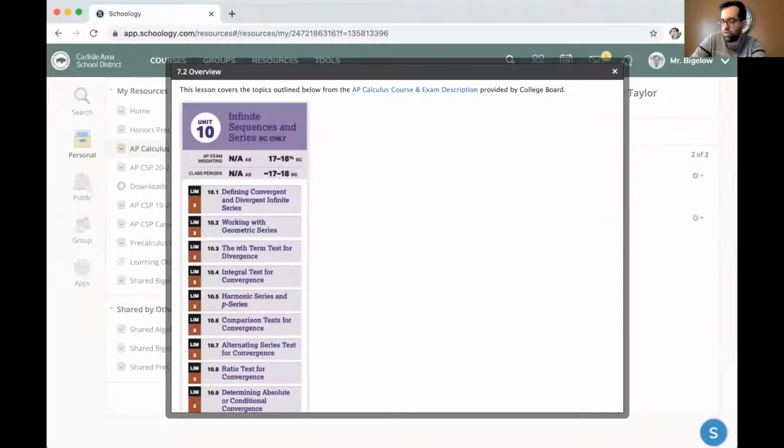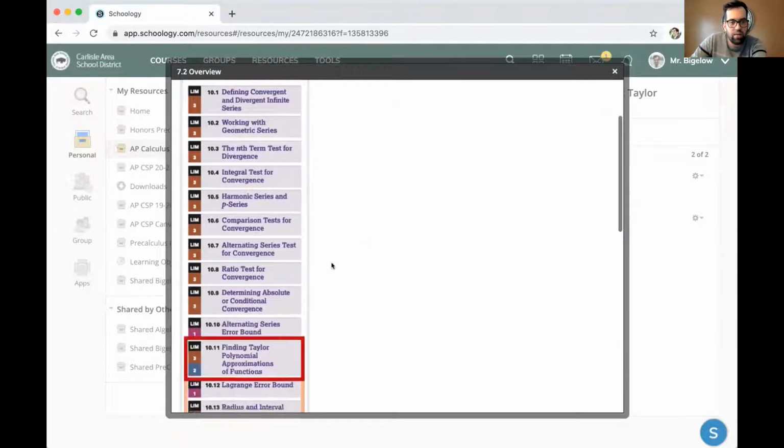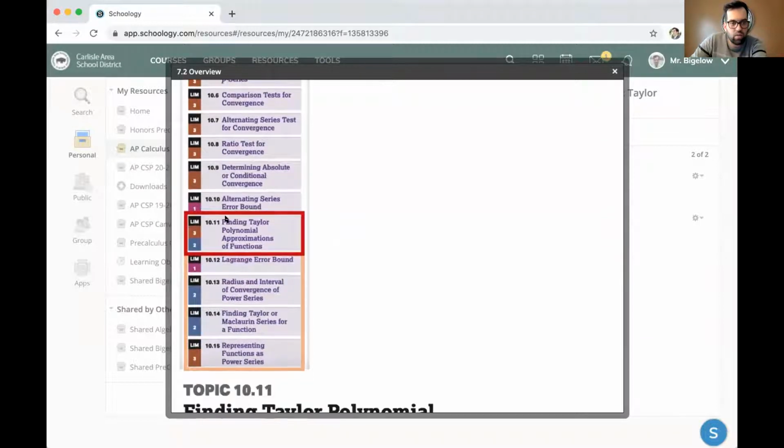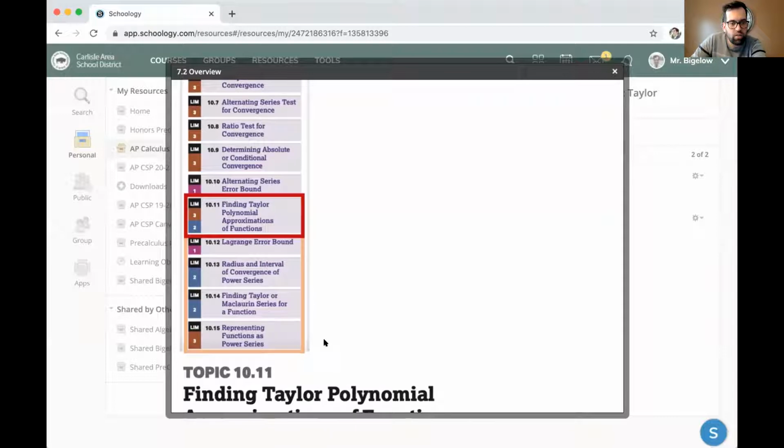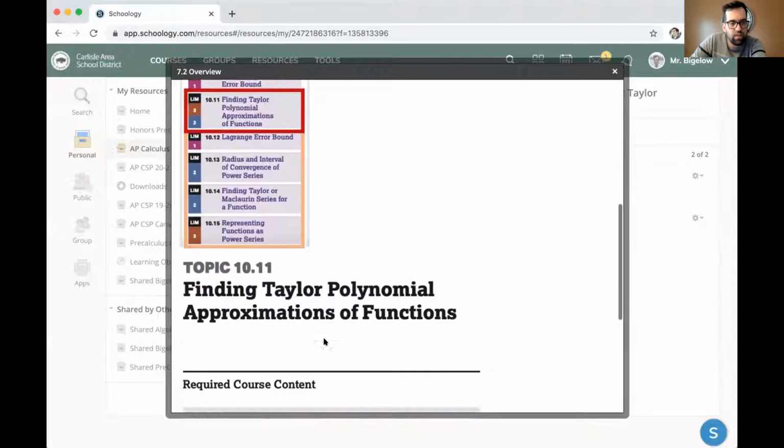Calc BC, welcome to 7.2, Taylor Polynomials Part 2. So we are just going to continue with our understanding, or expand our understanding, of Taylor polynomials in this lesson. If we take a look at College Board's course description, we're still in lesson 11 here, finding Taylor polynomial approximations and functions before we move on to any of the rest of these topics.